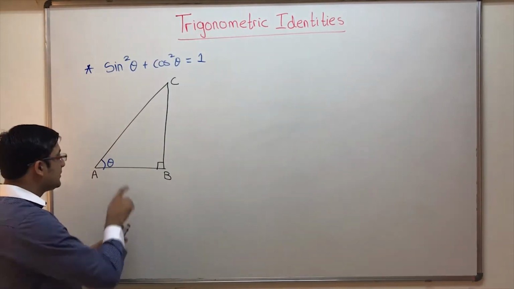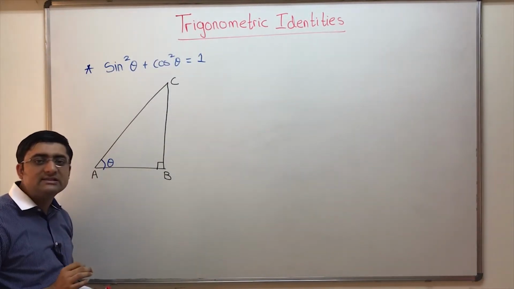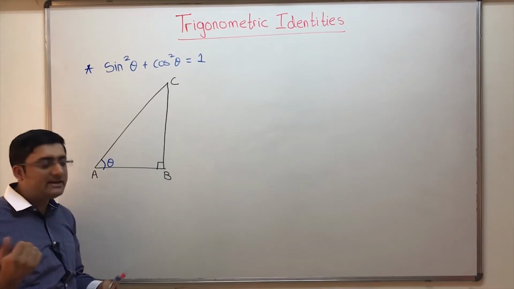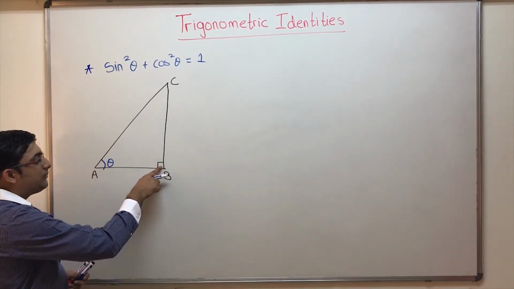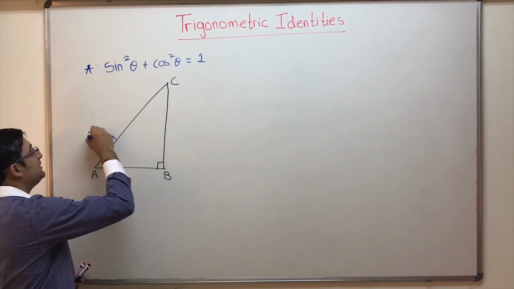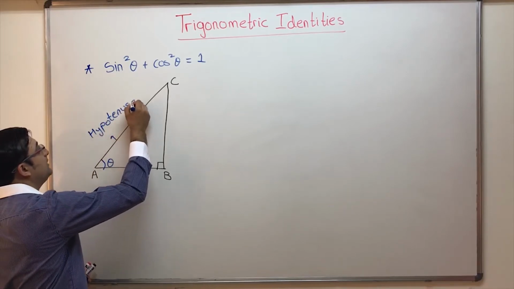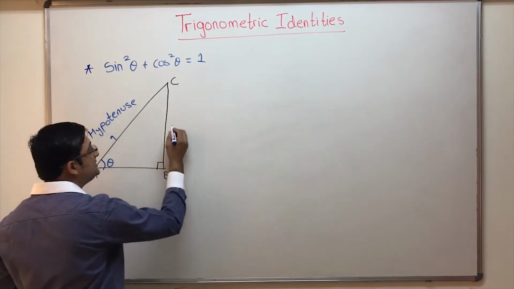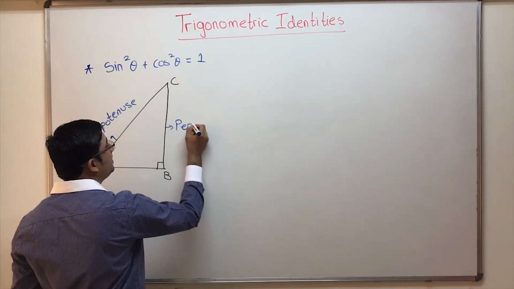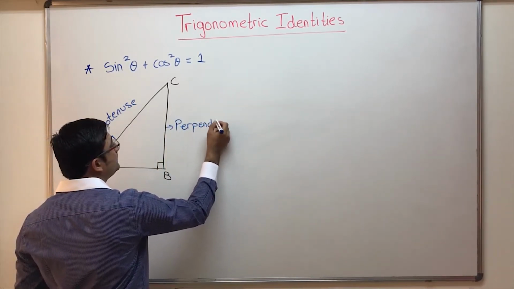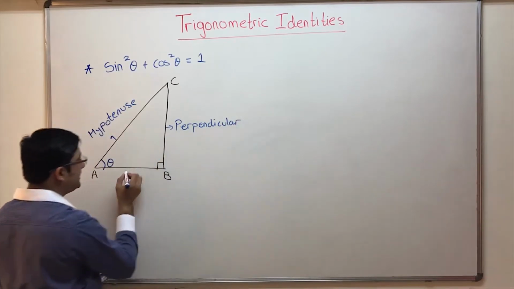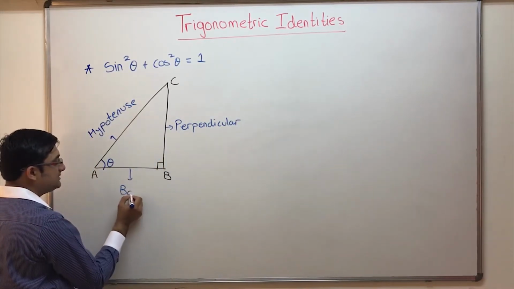So once you have marked an angle, what is the next step? Label the perpendicular, base and hypotenuse. So side opposite the 90 degrees, so AC is the hypotenuse over here, right? Next, side opposite to the angle, BC, this over here is the perpendicular, and side adjacent, this over here is the base.